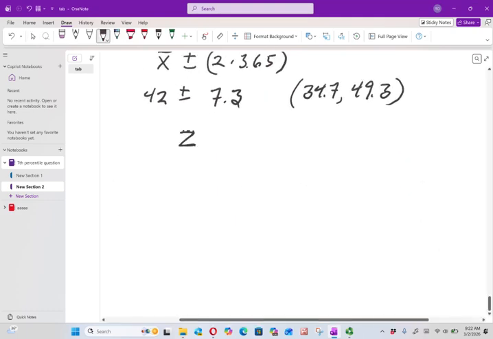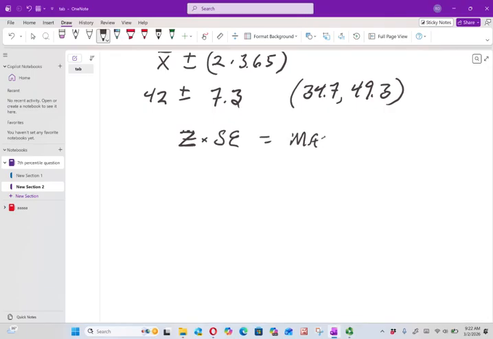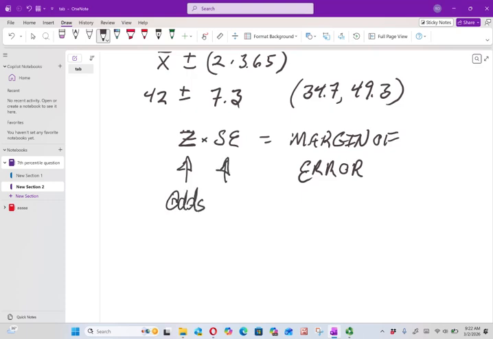This part, the z-value times the standard error, is called the margin of error. And when they do proportions, they call it the margin of error. For a mean, it's the margin of error, but it's not explicitly stated. This is the bet, odds. And this comes from the sample.